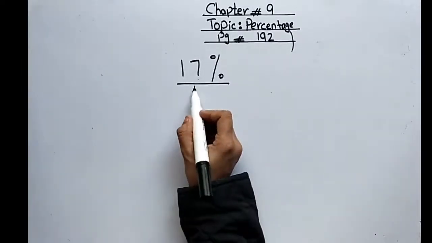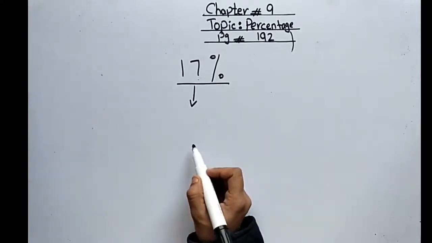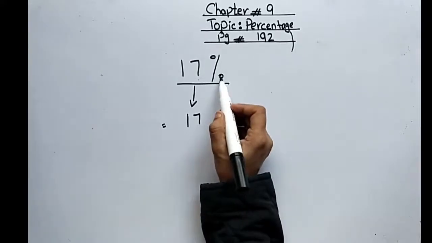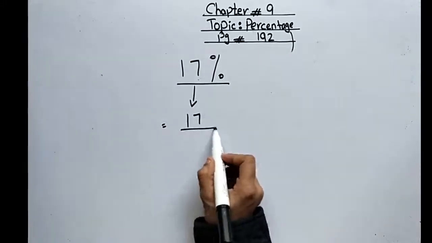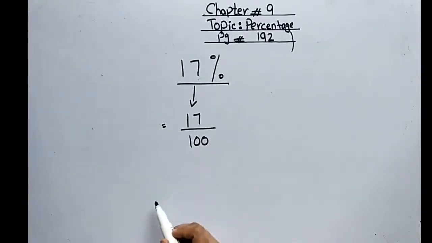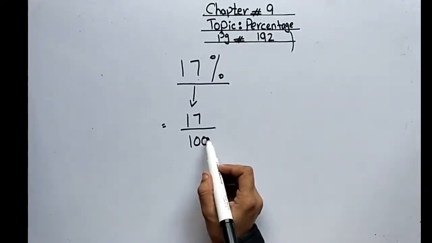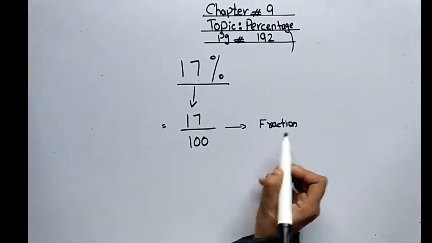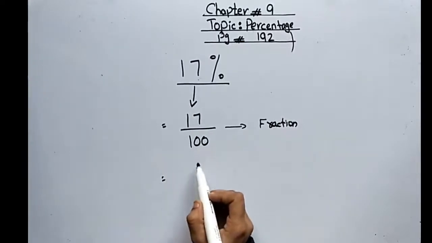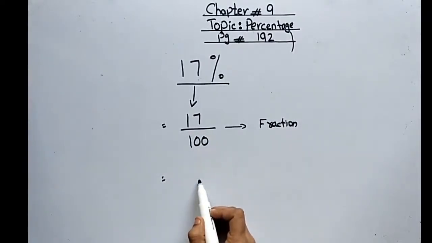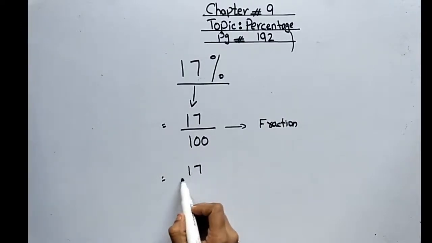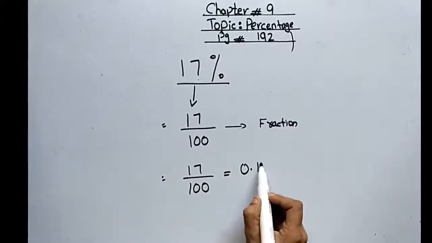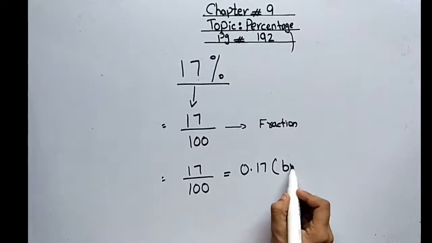So beta, first this percentage number will be converted into the fraction form. So 17: remove the percentage sign. What will we do? We will write 100 in the denominator. Yes? And this form is called a fraction form. Now the fraction can be converted into the decimal form by the division rule. 17 divided by 100 can be read as 0.17 by the division rule.